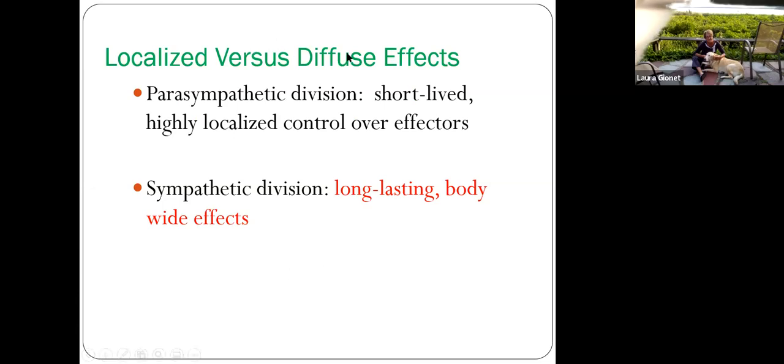Right, localized versus diffuse effects. We talked about that. Parasympathetic is very short-lived, highly localized control over its effectors. So it doesn't have widespread effects, but the sympathetic division does. It's longer lasting and it has body-wide systemic effects, because we're going to use epinephrine and norepinephrine into the bloodstream, and now it can target massive amounts of target tissues, because you're increasing heart rate and now you're pumping that blood all over.